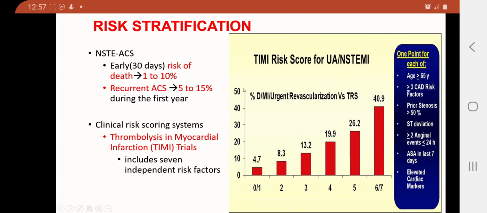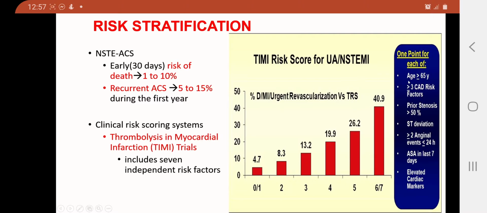So this is a TIMI risk scoring for unstable angina and non-ST elevation myocardial infarction. The 30 days risk of death for ST elevation MI is 1 to 10%. For recurrent ACS, it's 5 to 50% during the first year. The TIMI risk score includes 7 independent risk factors.